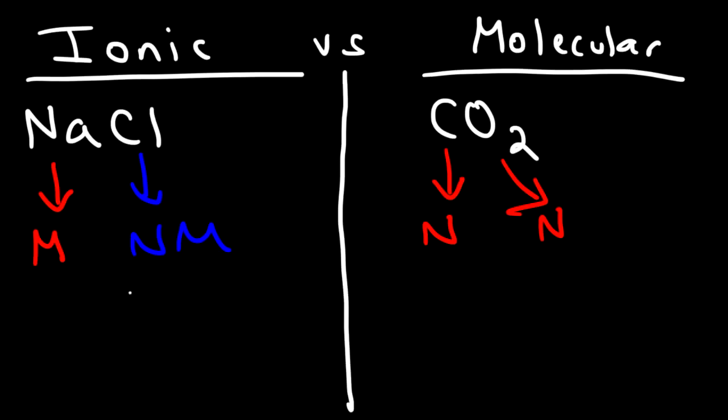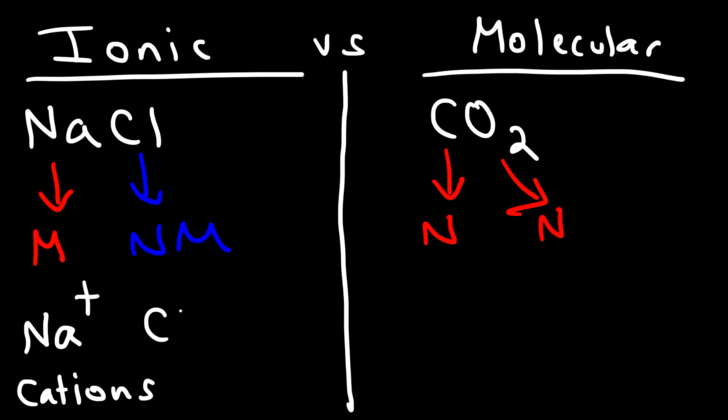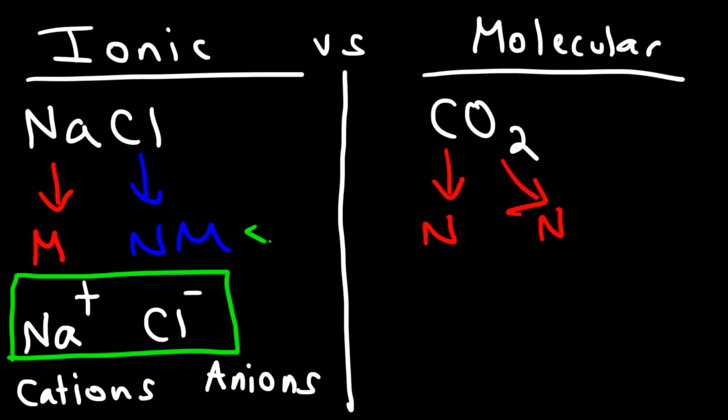Metals tend to form positively charged ions, like cations. Nonmetals tend to form negatively charged ions, also known as anions. So ionic compounds consist of ions. Now, the metal-nonmetal rule is not always the case, so to speak. But generally speaking, if you see a compound with a metal and a nonmetal, it's going to be ionic.